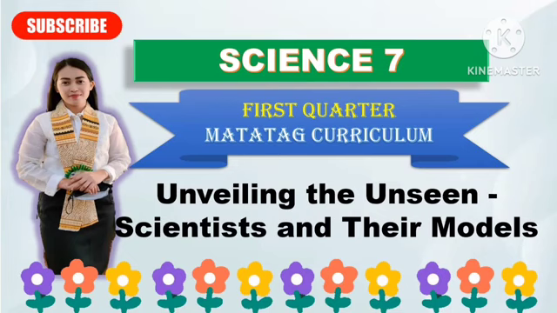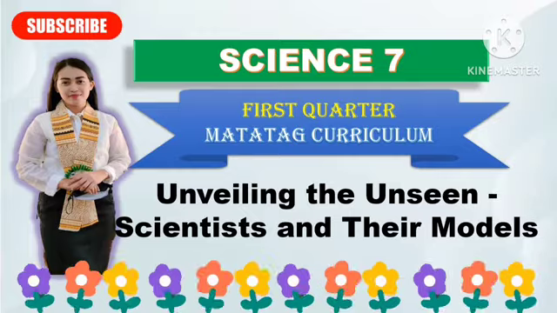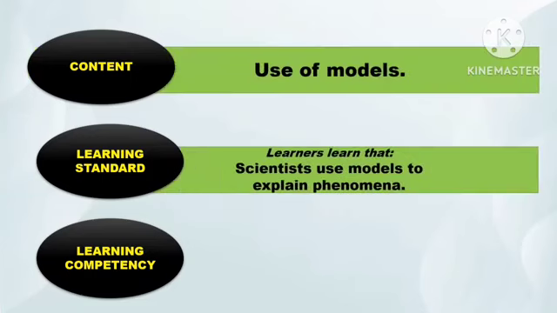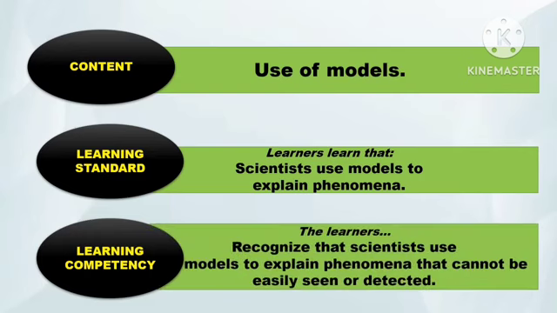Hello everyone. We have our new lesson in Science 7, which is all about unveiling the unseen, scientists and their models. This will be the first quarter topic under Matatag curriculum. For the learning content, the use of models. For the learning standards, learners learn that scientists use models to explain the phenomena. And the learning competency, the learners recognize that scientists use models to explain phenomena that cannot be easily seen or detected.